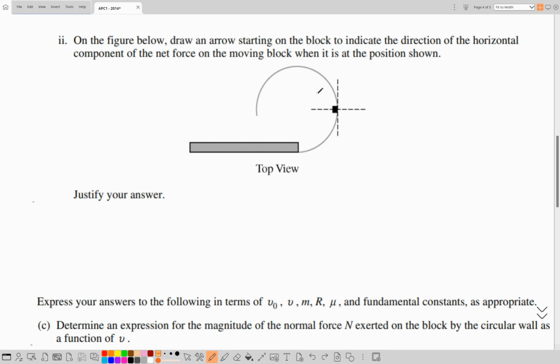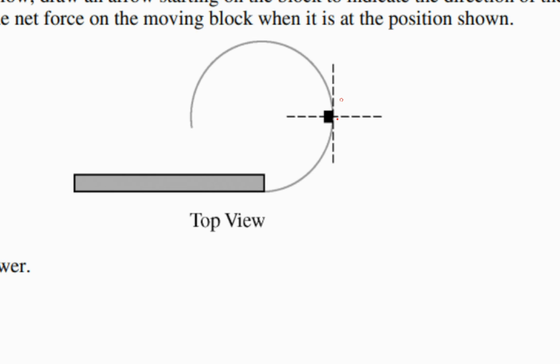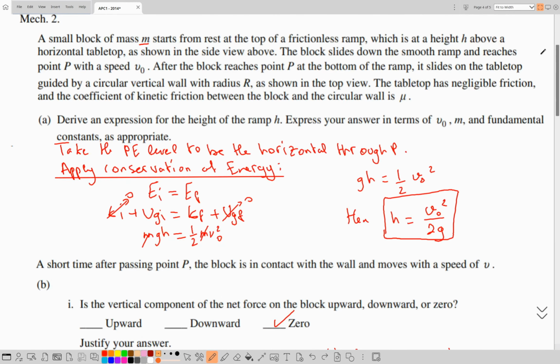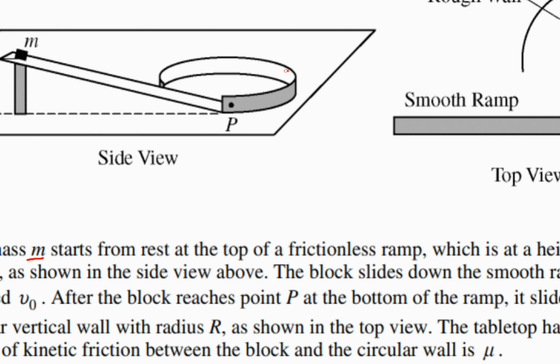Here let me justify. First of all, there is the normal push. Let me refer to this figure and assume this point to be point Q, where the block is. What are the forces acting on the block in this case? There will be the pull of gravity down, the normal push Fn prime, and another normal push due to the circular wall toward the center.